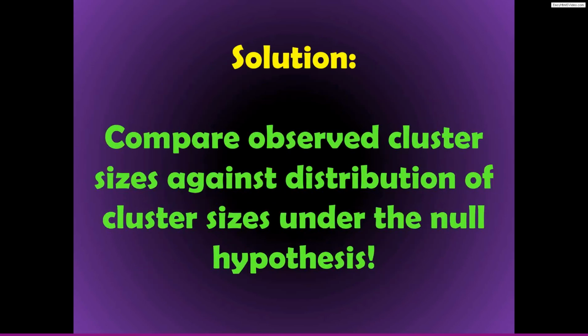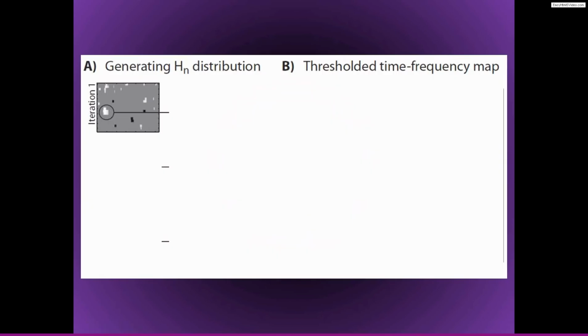Okay. So the solution, you probably will not be very surprised to hear after the previous lecture, is to figure out an appropriate cluster threshold based on the cluster sizes that we would expect under the null hypothesis. Okay, so how does that work?